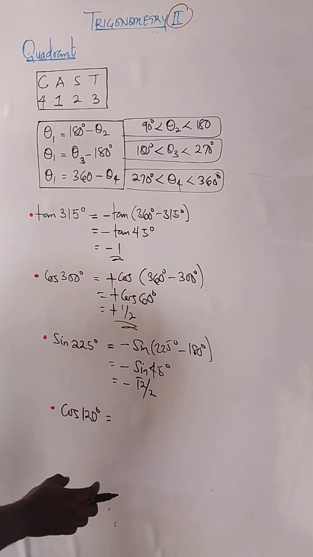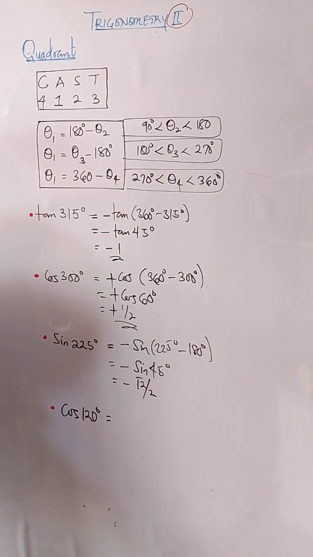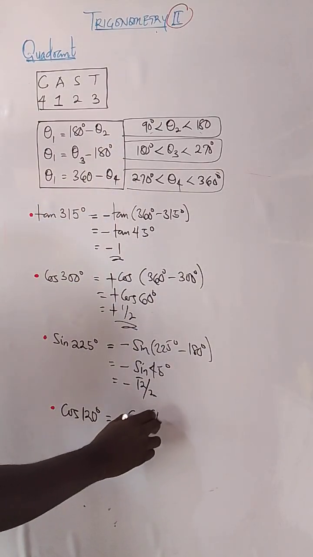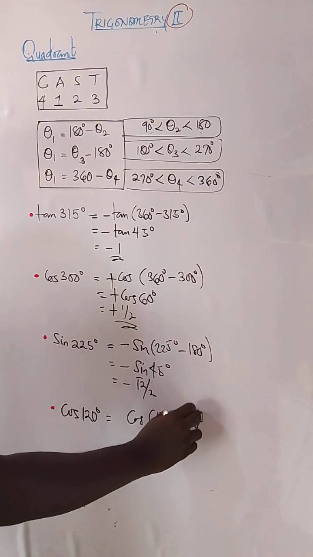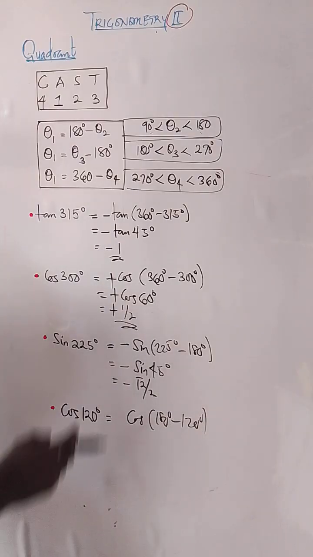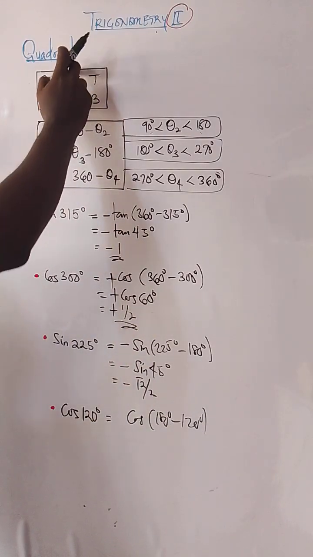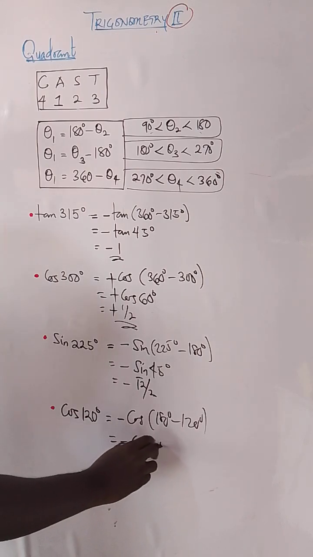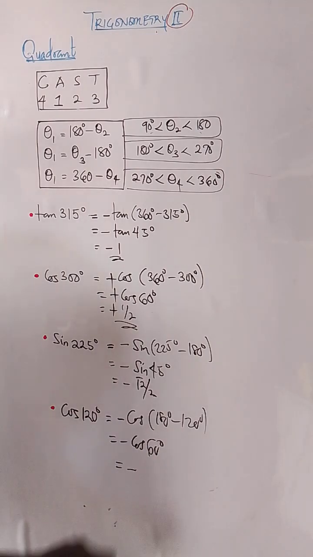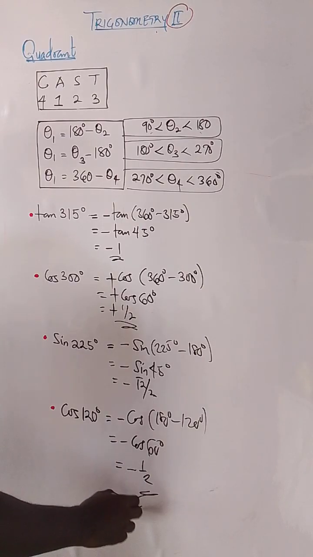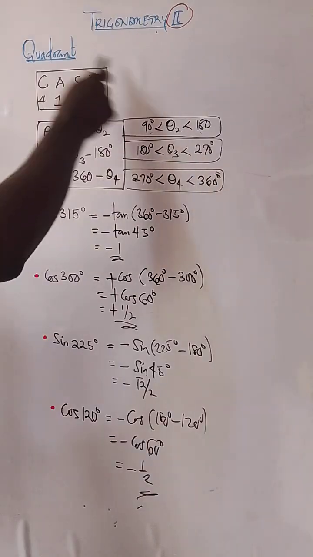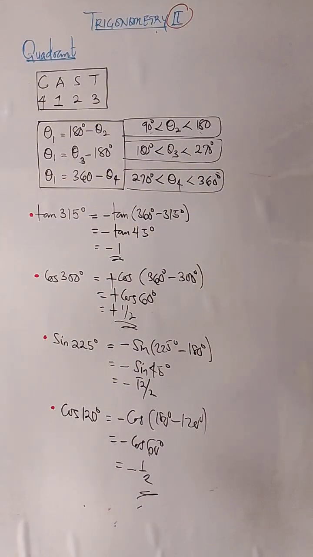The last one is cos 120. So 120 falls between these, that's the second quadrant. What happens in the second quadrant? We remove the angle from 180. So this is cos of 180 minus 120. In the second quadrant, only sine is positive, so this cos is negative. Minus cos 60, and cos 60 is half. So I think this summarizes everything I explained earlier with these examples.